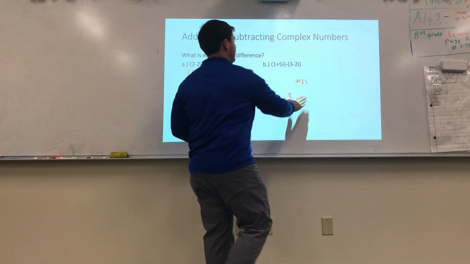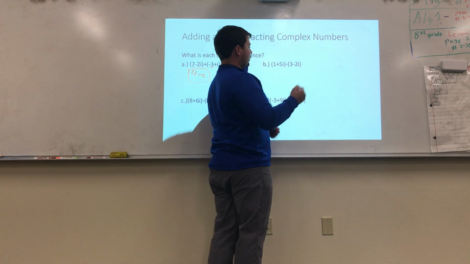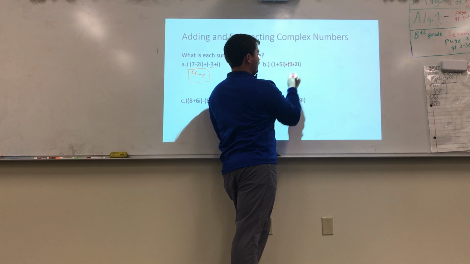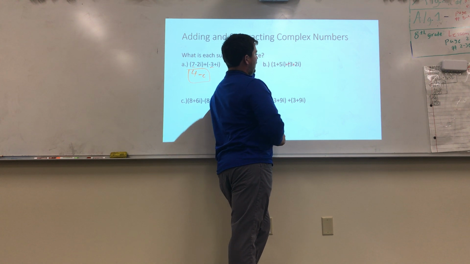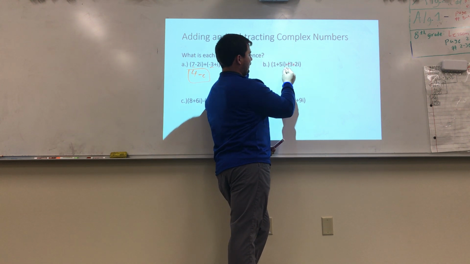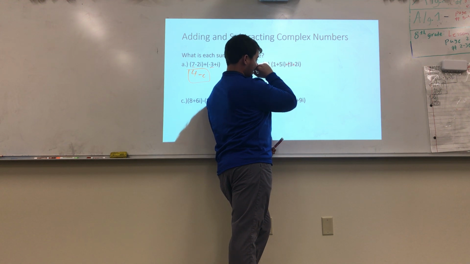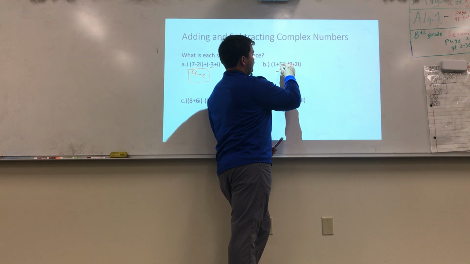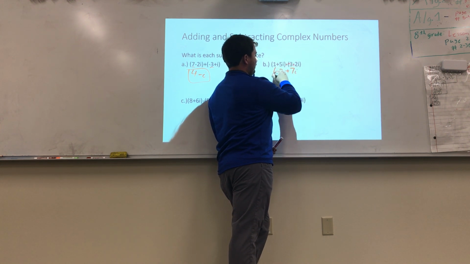Alright. We come over here. This is a minus, so I have to distribute this negative to everything. Alright, now I'm going to combine it, and I get 1 minus 3, which is going to give me what? Negative 2. Alright, plus 5i plus 2i, which should give me 7i. There's my answer.